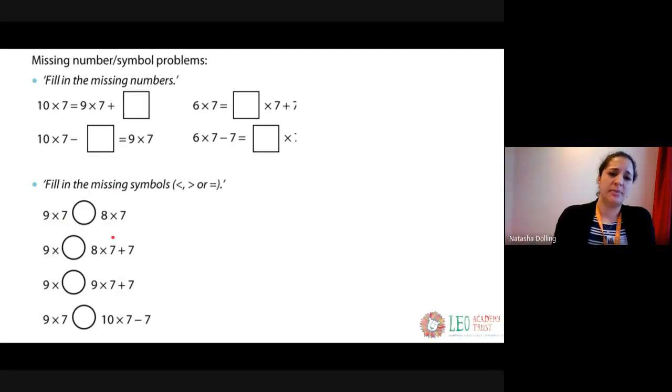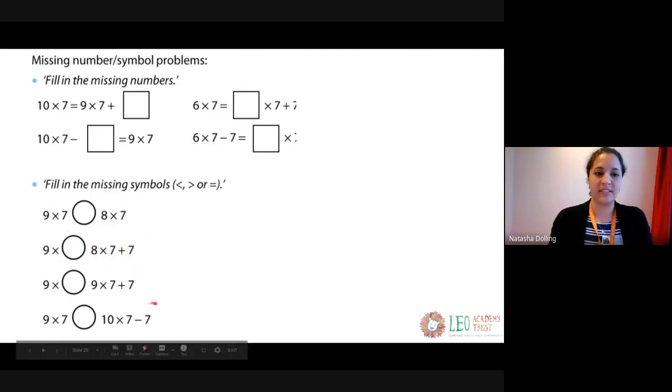9 times 7, or 9 groups of 7, or 9 multiplied by 7, hopefully they see is always going to be bigger than 8 times 7 or 8 groups of 7, because you just have more groups of that number. And then using that and building on that knowledge when it gets more complicated, using addition and then using subtraction as well.